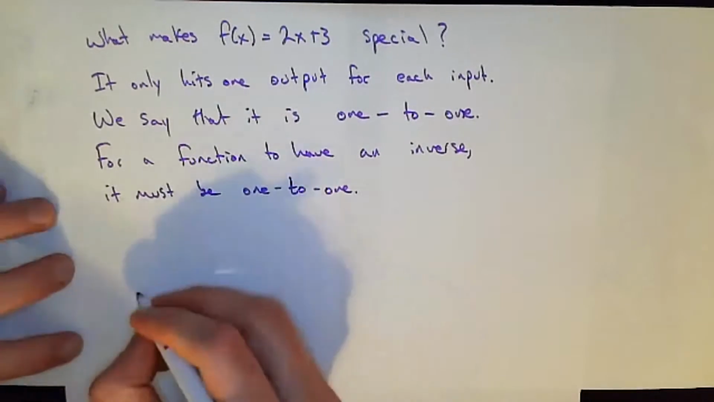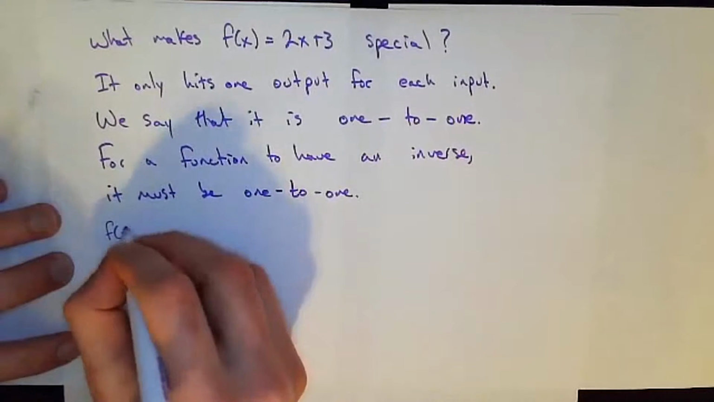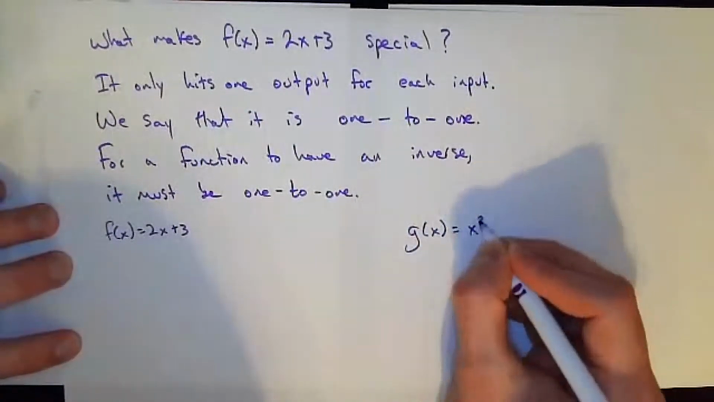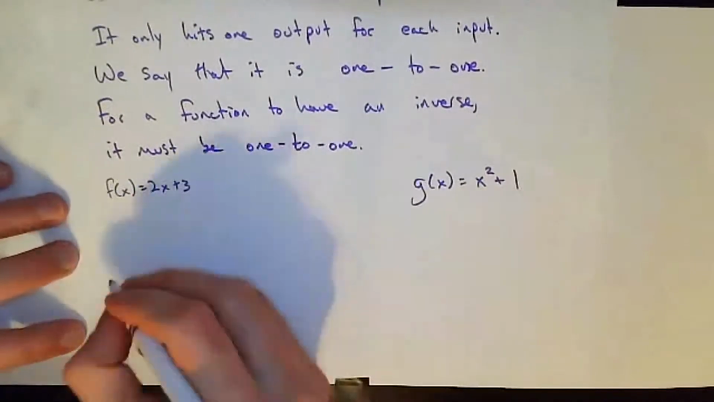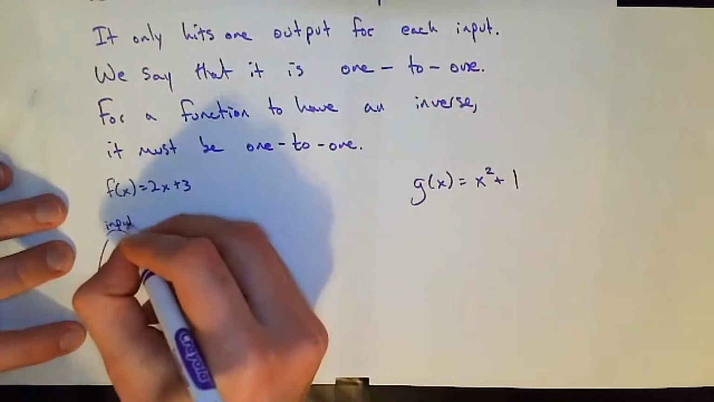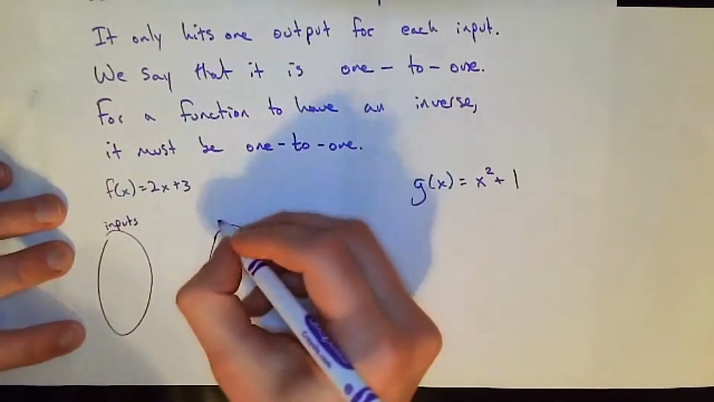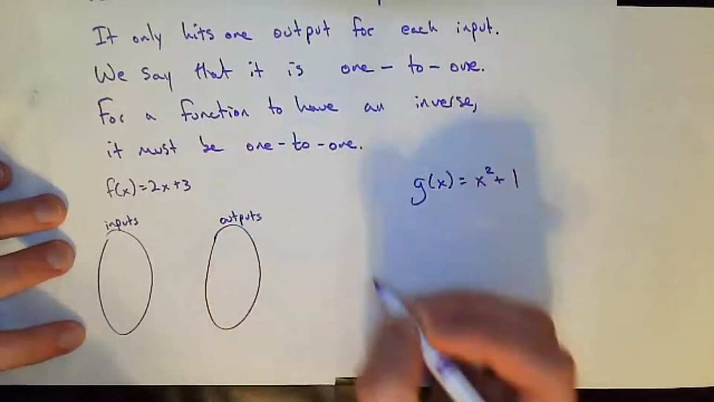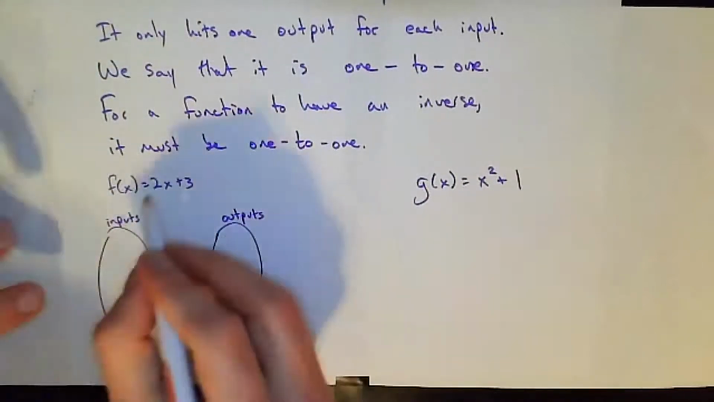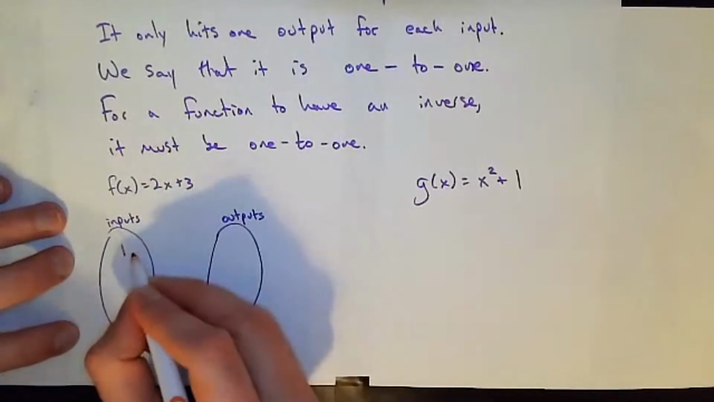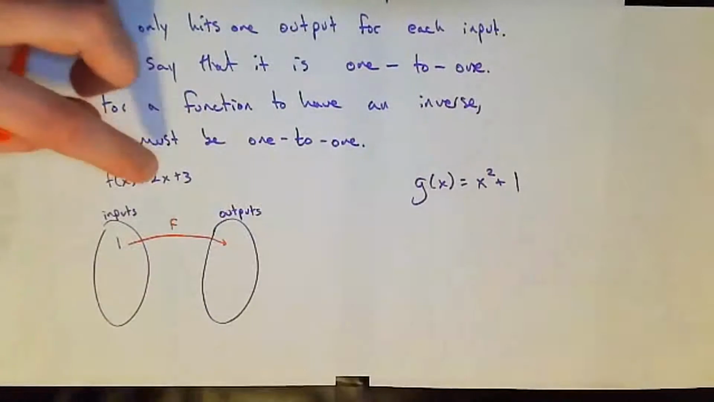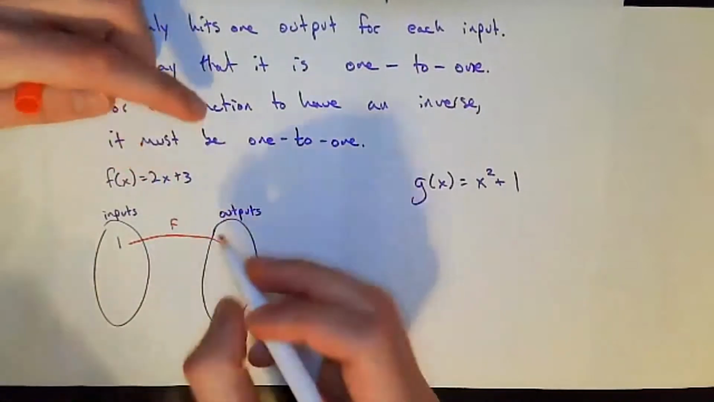Here's a little diagram. Let's consider f of x equals 2x plus 3, and then use that counter example, g of x equals x squared plus 1 over here. And let's draw some little diagrams here of inputs going to outputs. Okay, so let's just pick some generic numbers here, like 1. Plug in a 1 over here. What is f going to take that value to? I'll plug in a 1. We get 2 times 1 plus 3 is 5.